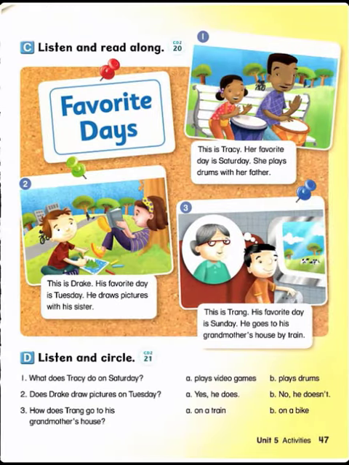Page 47. See, listen, and read along. Favorite days. 1. This is Tracy. Her favorite day is Saturday. She plays drums with her father. Two. This is Drake. His favorite day is Tuesday. He draws pictures with his sister. Three. This is Trang. His favorite day is Sunday. He goes to his grandmother's house by train.